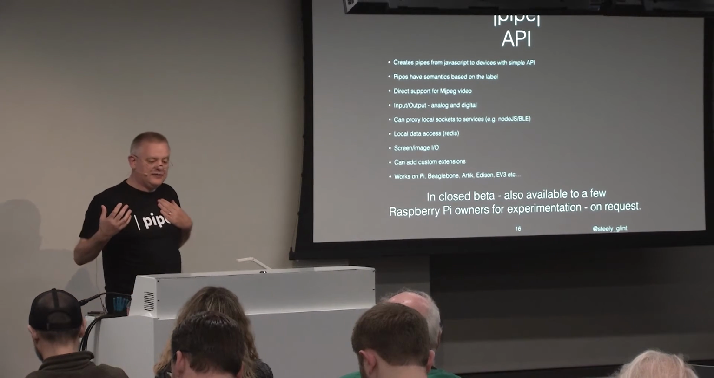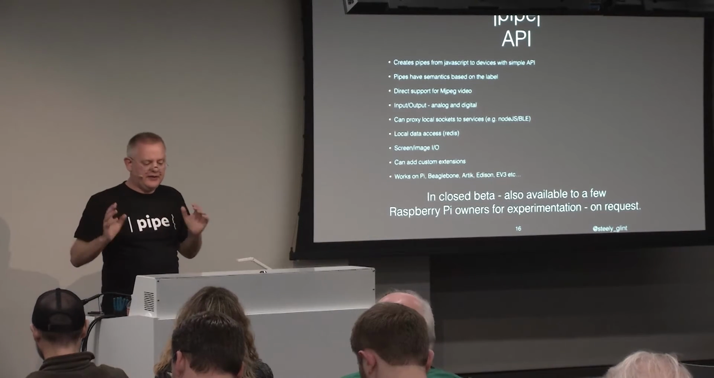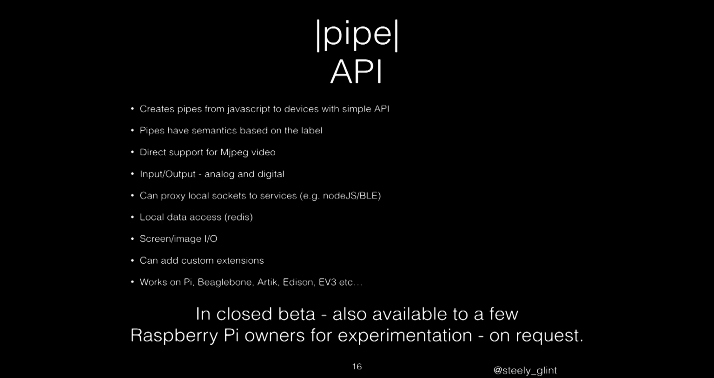So the magic of the API is really only that it creates a pipe from one end to the other with a really simple API, and the semantics of the pipes depends on the label that you give it. So this particular one was just like a camera with MJPEG, but it could be analog or digital inputs and outputs from an IoT device. Or it could be a local socket. So you could run some service on the device, like a Node.js agent or a link to a Bluetooth LE or something. And then it can proxy that up to your web browser. You can access local data. You can write stuff to the screen. And you can add custom extensions.